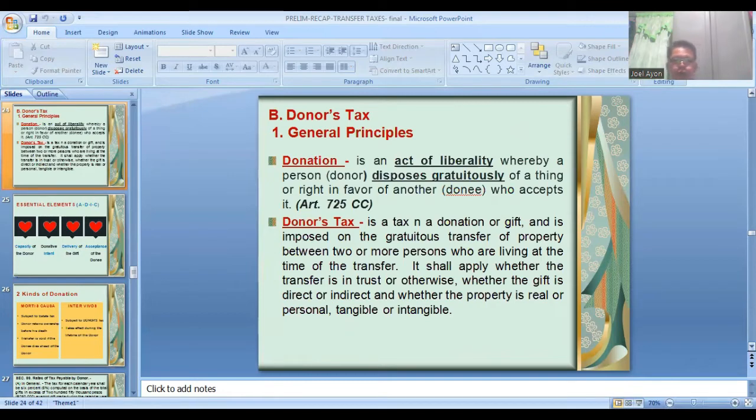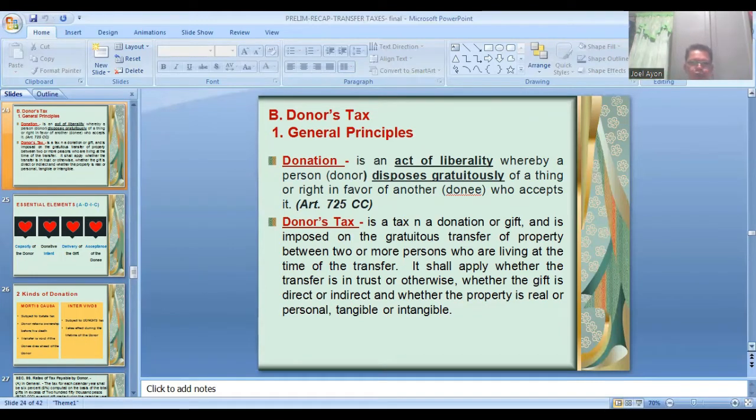Now, let's proceed to the donor's tax. Another gratuitous transfer is the donor's tax. In order to understand well what the donor's tax is all about, first let us define donation. Accordingly, under Article 725 of the New Civil Code, donation is an act of liberality whereby a person, or donor, disposes gratuitously of a thing or right in favor of another, the donee, who accepts it. Again, donation is one of the gratuitous transfers because it has no consideration or price, meaning it's a free disposition of property.